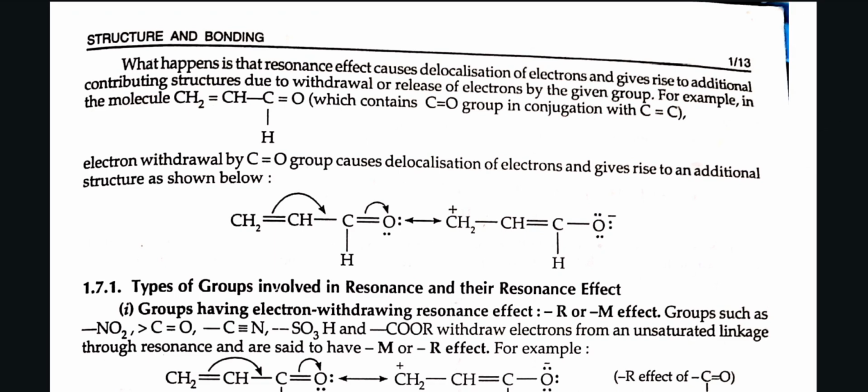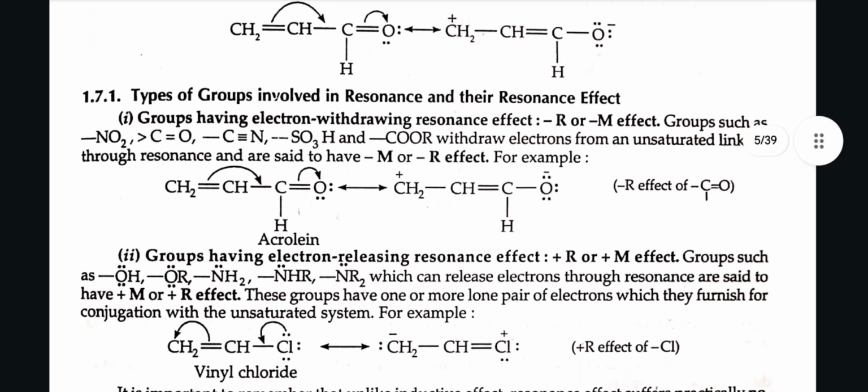What happens is that the resonance effect causes delocalization of electrons and gives rise to additional contributing structures due to withdrawal or release of electrons by the given group. For example, in the molecule CH2 double bond CH single bond CH double bond O, which contains a C double bond O group in conjugation with C double bond C, electron withdrawal by the C double bond O group causes delocalization of electrons and gives rise to the additional structure as shown below. Types of groups involved in resonance and their resonance effect.